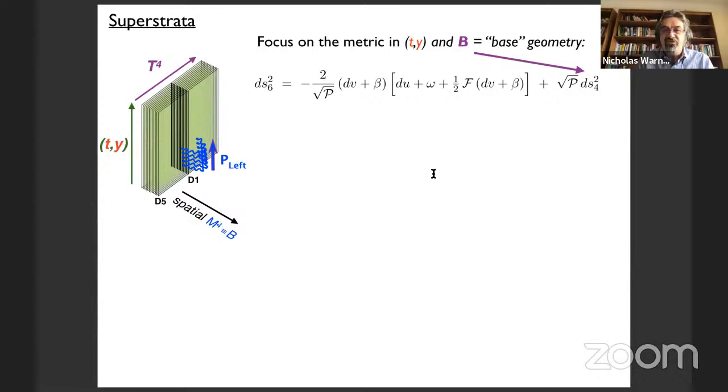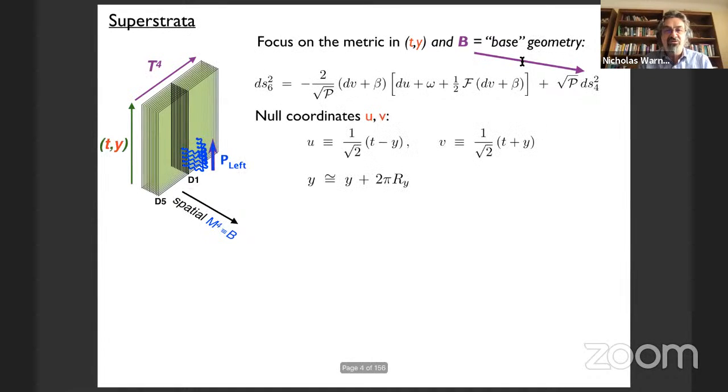So really what we're going to be talking about today is how you actually solve the BPS equations. So let me remind you first where we were. We're talking about superstrata, and we're looking at 2B supergravity. We've compactified on T4. We're throwing away the T4, and we're looking entirely at the 6-dimensional geometry. And then there's a choice of a base geometry. And then there are two coordinates, u and v, which are the null coordinates related to y and the usual time, where the D1 and D5 sit. And y is compactified on some circle of radius R_y.